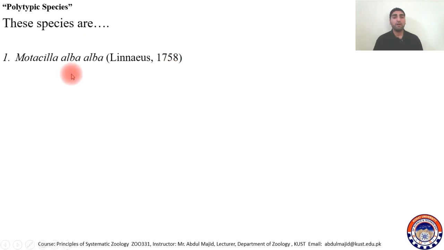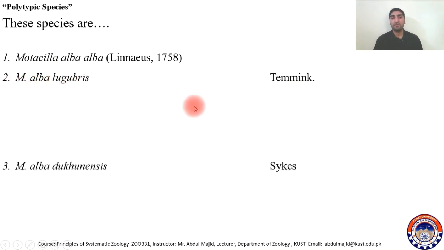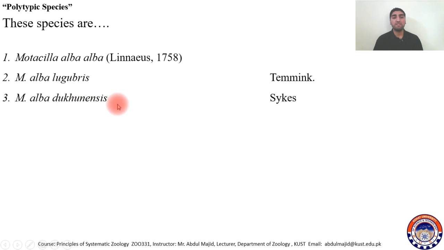So first was Motacilla alba by Linnaeus in 1758. Then from Temminck another population was recognized, lugubris, so it was named Motacilla alba lugubris. From Sykes, dukhunensis was reported, so it was named Motacilla alba dukhunensis. The Swedish population was named by Linnaeus as Motacilla alba. From Temminck, lugubris. From Sykes, dukhunensis. So these were named afterwards.